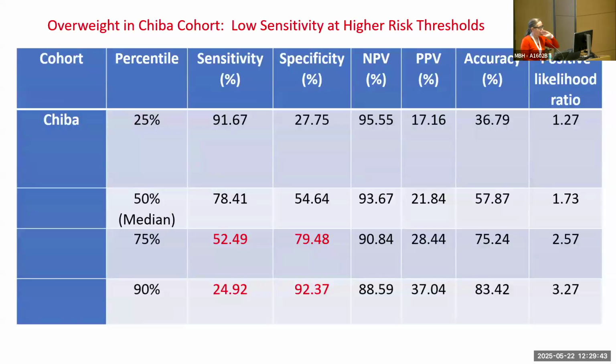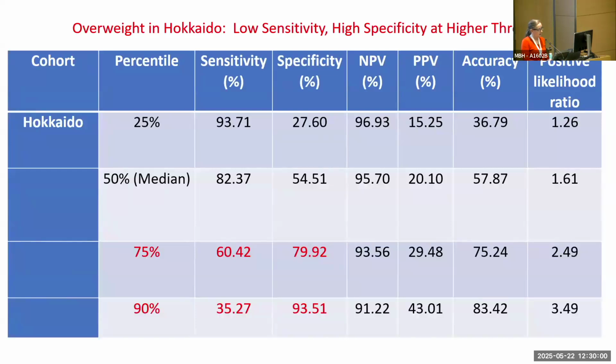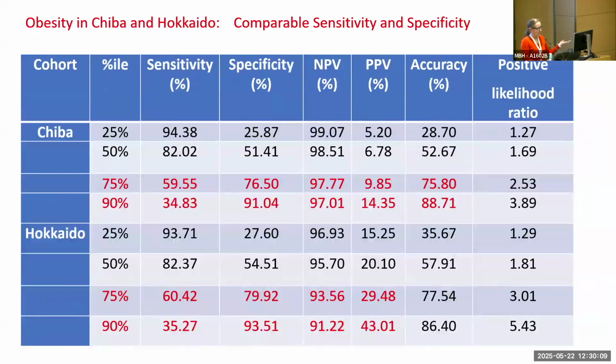And I just put up here very quickly, we have the same problem that we saw in the US cohorts, that we had a low sensitivity, particularly at the higher thresholds, but a good specificity. And this is Hokkaido, same thing. And then obesity versus overweight. Also, good negative predictive value. So in other words, we could be pretty confident in our negatives, but we were missing some of the positives.